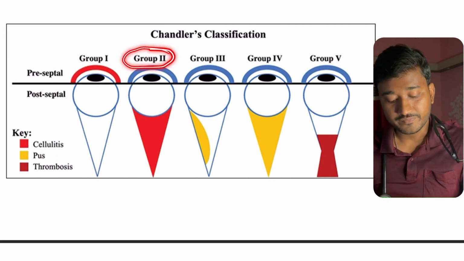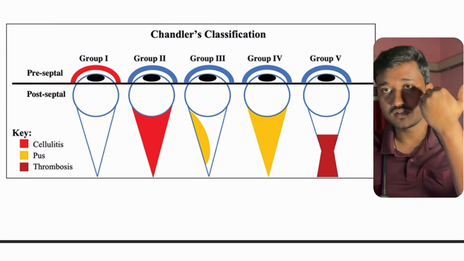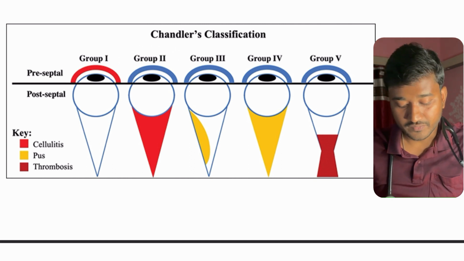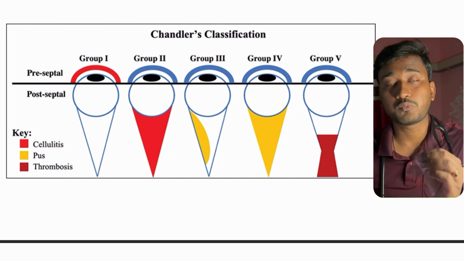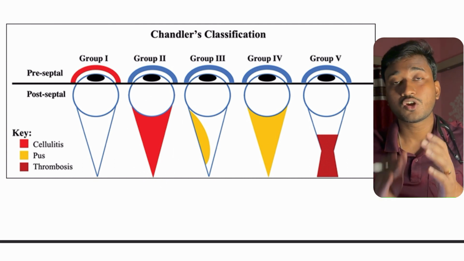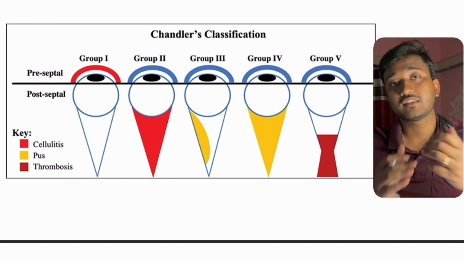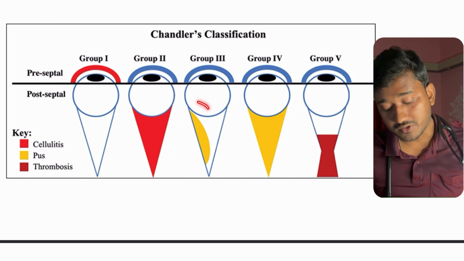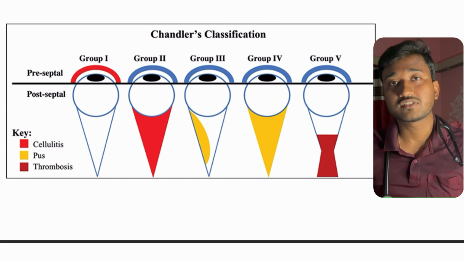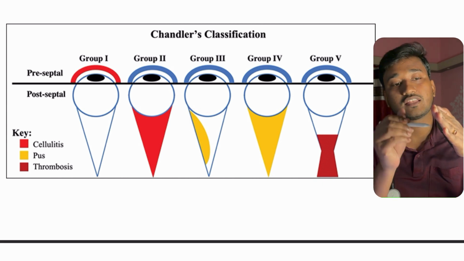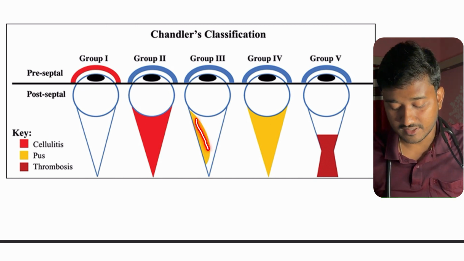Group 2 means the infection and inflammation spreads from outside to inward tissues, that is within the orbital tissues. You can see the orbital tissues are basically inflamed. Group 3 means there is formation of pus. The main difference is that in group 2 there is edema and inflammation in the tissue, but from group 3 there is formation of pus. The pus is in the subperiosteal region, that is between the bone and the periosteum there is a collection of pus.